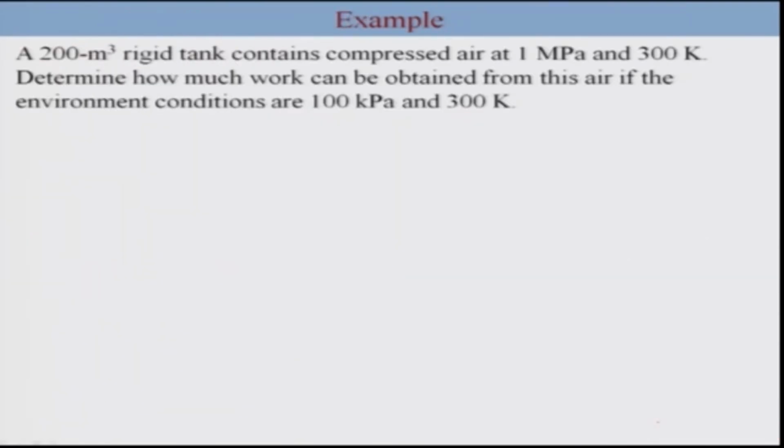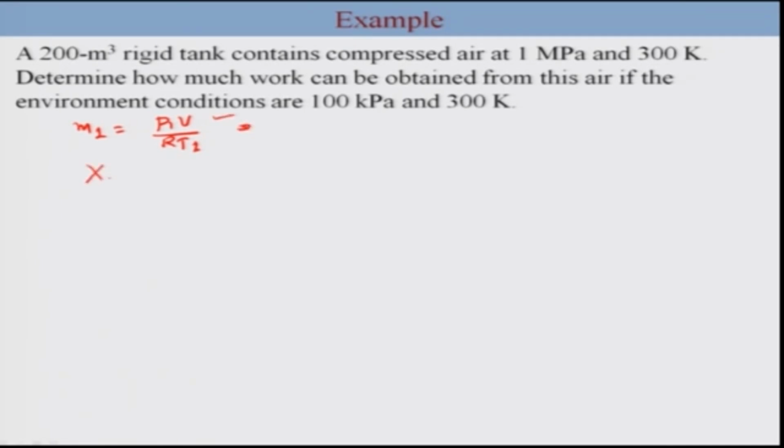So, let me try to do an exercise here. This is a 200 meter cube rigid tank that contains compressed air at 1 megapascal and 300 Kelvin, and what we have to do is find out the work which can be obtained from this air if the environmental conditions are 100 kilopascal and 300 Kelvin. So, we need to find out the exergy, the maximum work which we can extract. The first thing we need to do is find out the mass, which can be calculated from here.